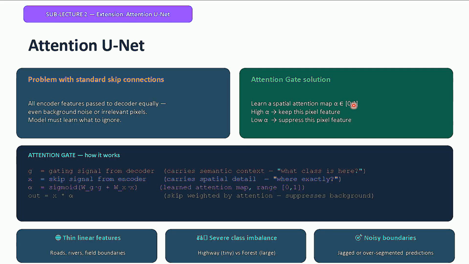So the model learns to focus on the river pixels when it is trying to segment rivers and ignore the background. When should you use this? When you have thin features like rivers and roads. When class imbalance is severe. When your standard U-Net produces jagged or noisy boundaries.